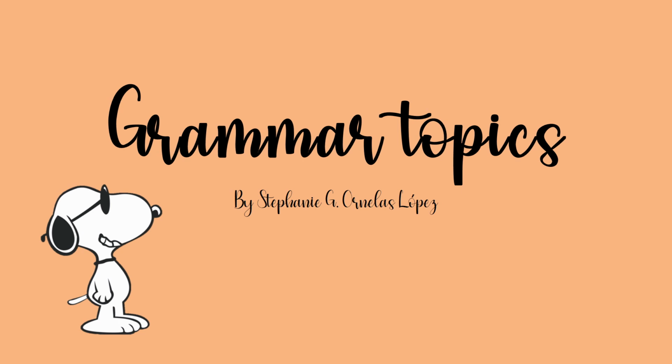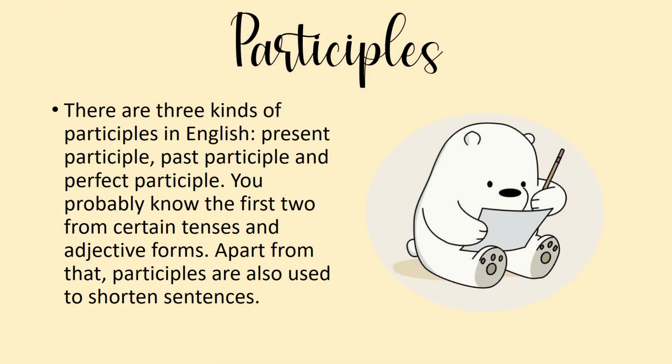I'm from Advanced Plus class, and today I'm gonna present you some grammar topics that I have seen these days. The first topic that I'm gonna talk about are the participles. So there are three kinds of participles in English: present participle, past participle, and perfect participle. You probably know the first two from certain tenses and adjective forms. Apart from that, participles are also used to shorten sentences.